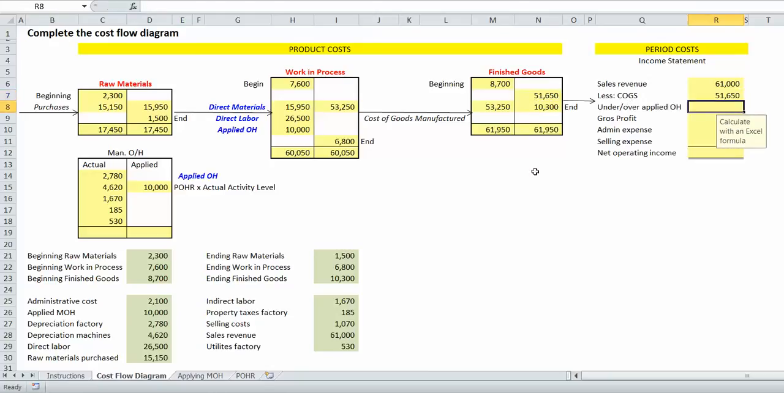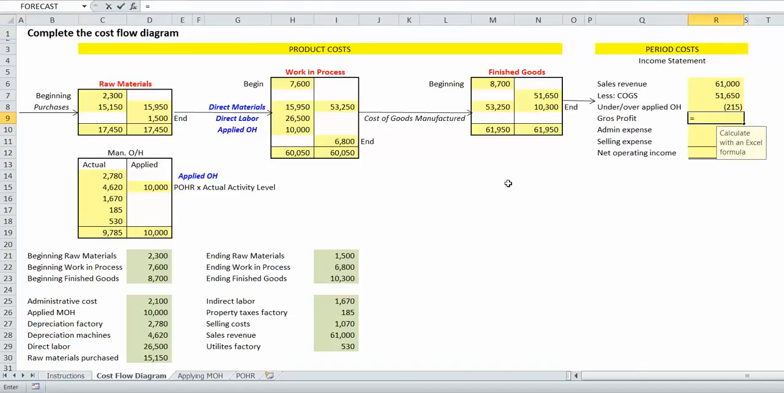We then have to adjust for under or over applied overhead. In this case, our total actual overhead was $9,785. We applied $10,000, so we had over applied overhead. We applied too much. Work in process was too high by $215, which means finished goods would have been too high by $215, which means then our cost of goods would be too high by $215. So we need to subtract that out. So we will simply take our $9,785 in actual and subtract the applied. That gives us our difference of $215.